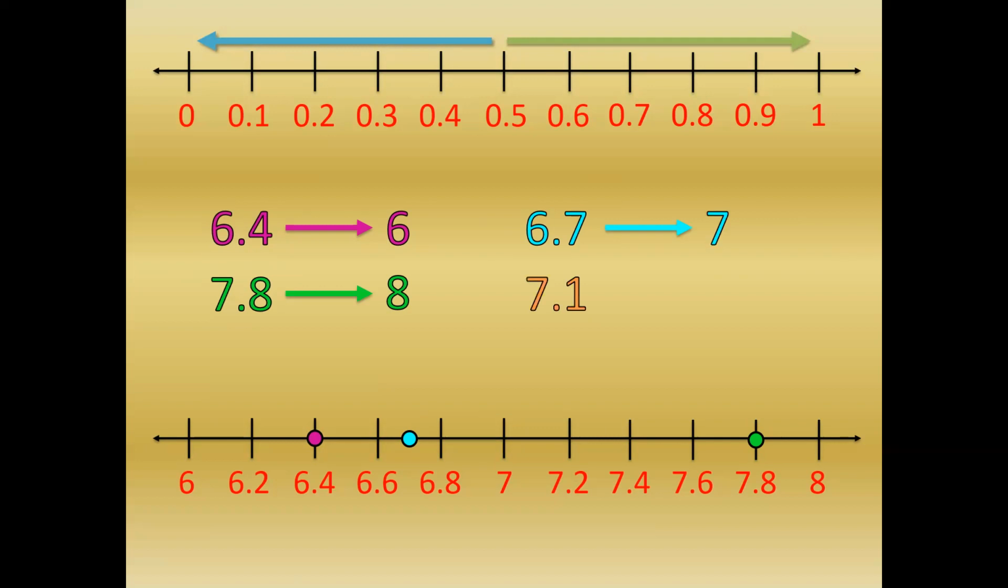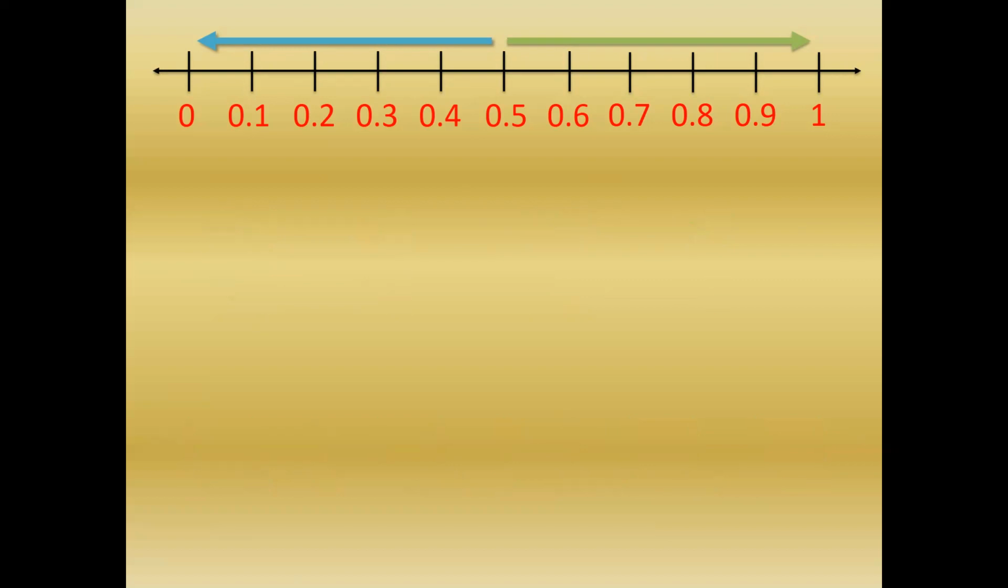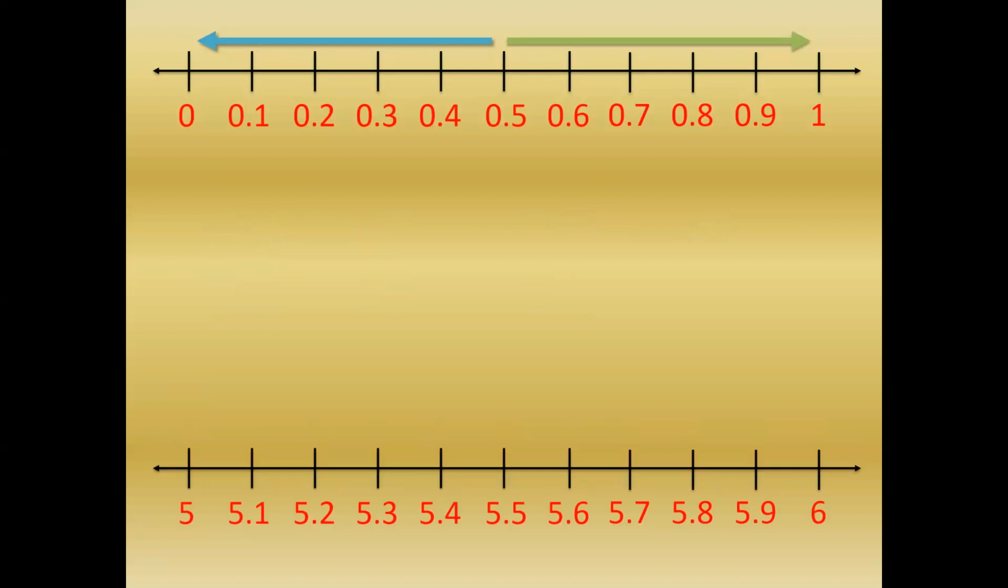And our last one for this number line, we have 7.1. So let's put that on our number line. So it's right in between 7 and 7.2. And because it is 1 tenth, it rounds down to 7. Now we have our next number line, which goes up by tenths. So we start at 5 and go up to 6.